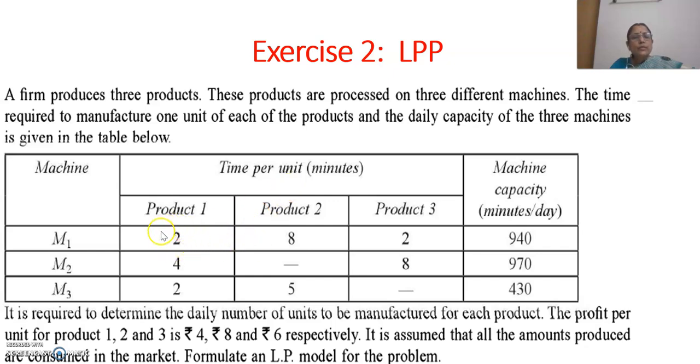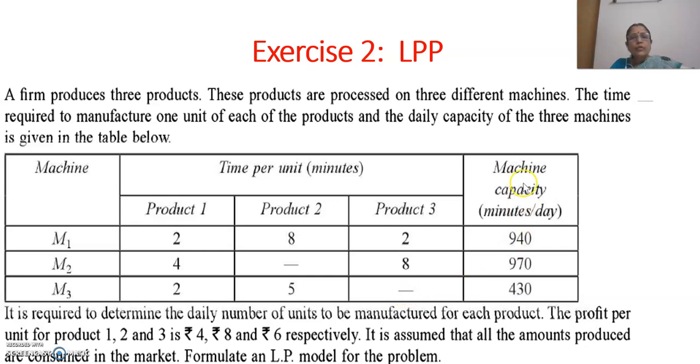Like you can see in the first cell, product 1 would require 2 minutes of processing on machine 1, 4 minutes of processing on machine 2 and 2 minutes of processing on machine 3. Similarly, product 2 would require 8 minutes of processing on machine 1, no processing on machine 2 and 5 minutes of processing on machine 3. Similarly, product 3 would require 2 minutes of processing on machine 1, 8 minutes of processing on machine 2 and no requirement with respect to machine 3.